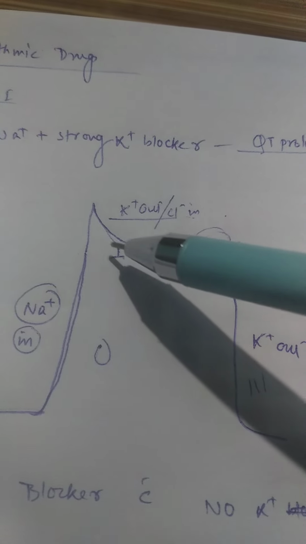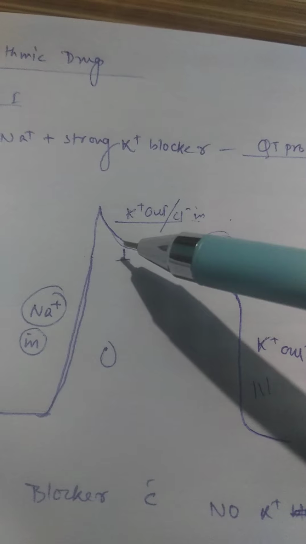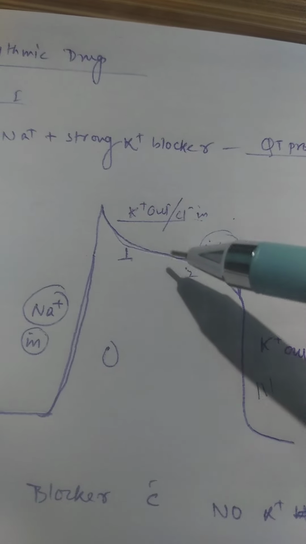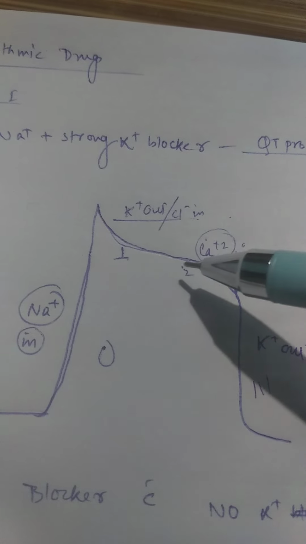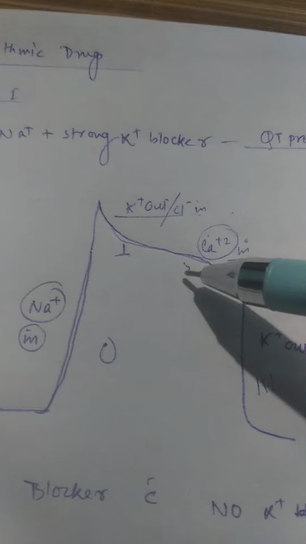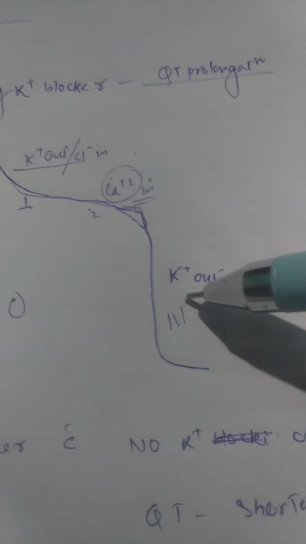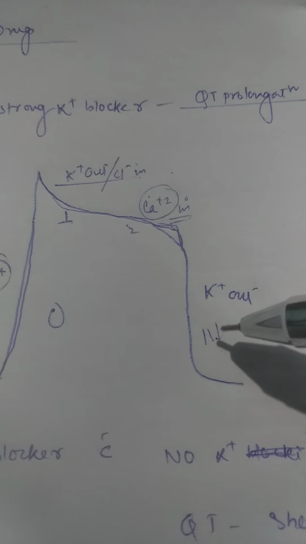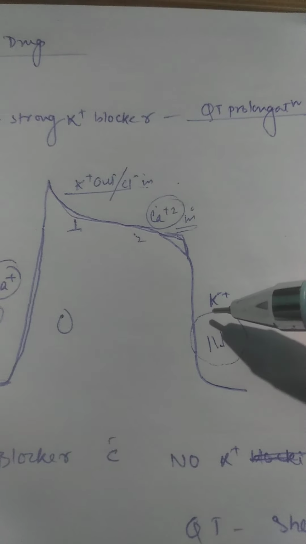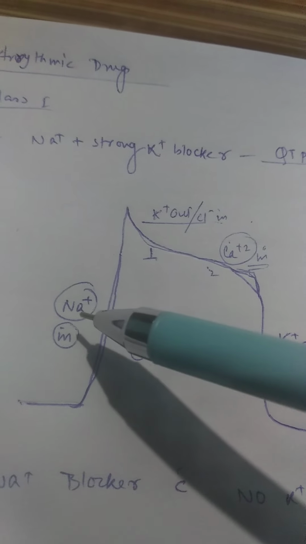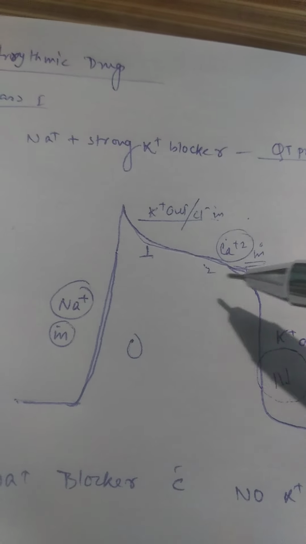So this curve goes down like this. But this phase is a plateau phase. Why? Because negativity is already there, and now calcium ions will enter, so there is some plateau phase. Again the potassium goes out of the cell, and this is the repolarization phase, phase 3. Antiarrhythmic drugs basically act on these channels: sodium channels, potassium channels and calcium channels.